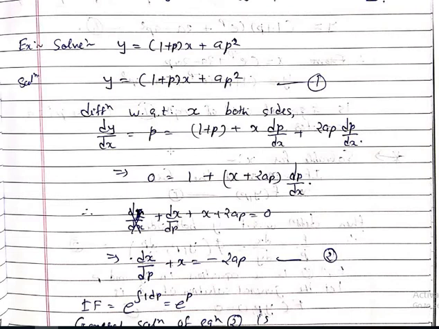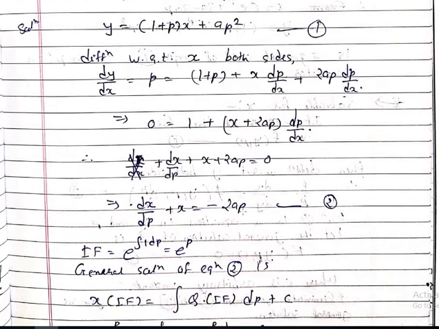Now see, this p and p cancel out, so you will have 0 is equal to 1 plus x plus 2ap dp by dx, and that will give you, multiplying this here, dx by dp plus x plus 2ap is equal to 0.